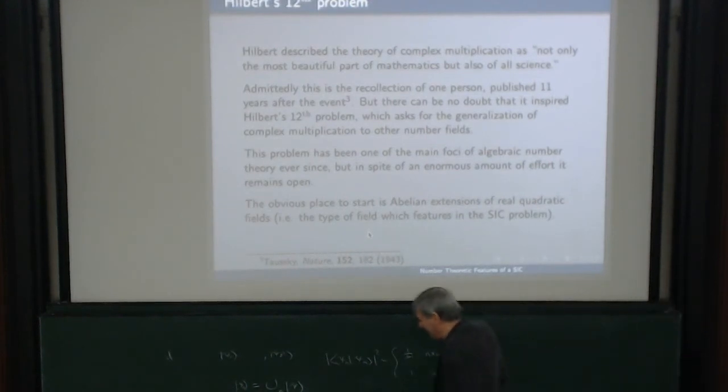Hilbert was exceedingly impressed by this. He described this theory as not only the most beautiful part of mathematics, but beautiful in the whole of science. It's actually quoted in his obituary in Nature in 1943, and the obituary writer claims to have heard him say it herself in a lecture. Perhaps he was just feeling particularly excited that day, it does seem slightly excessive to me. But anyway, it definitely impressed him enough to make this the focus of his 12th problem. And the 12th problem just asks to generalize the theory of complex multiplication to other number fields.